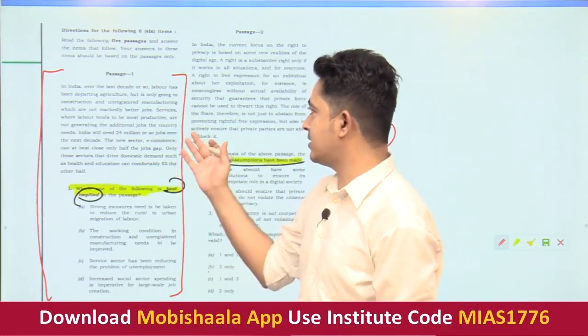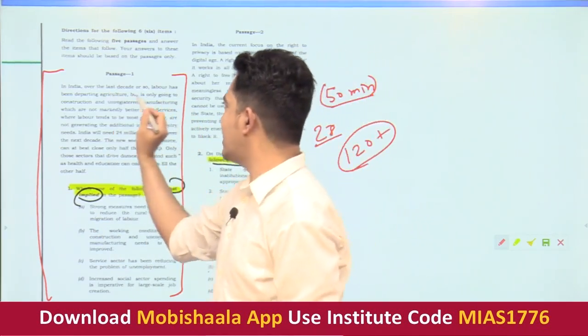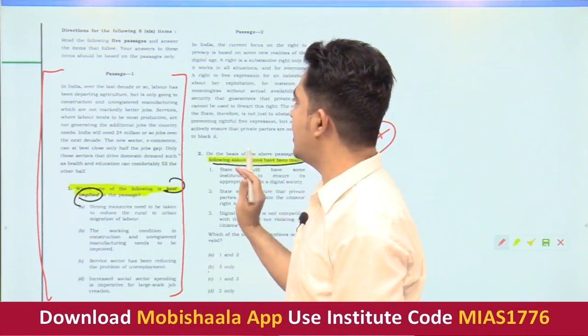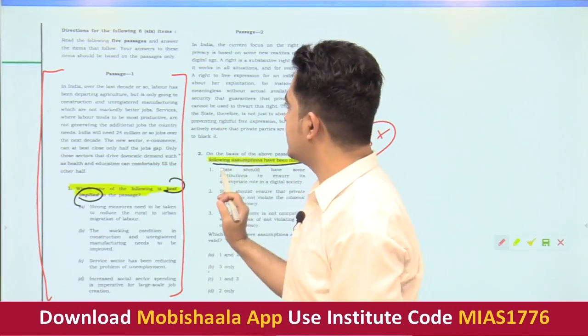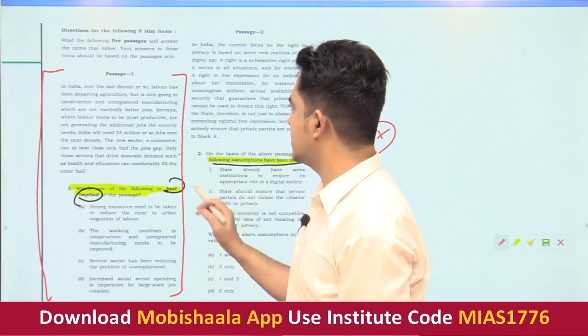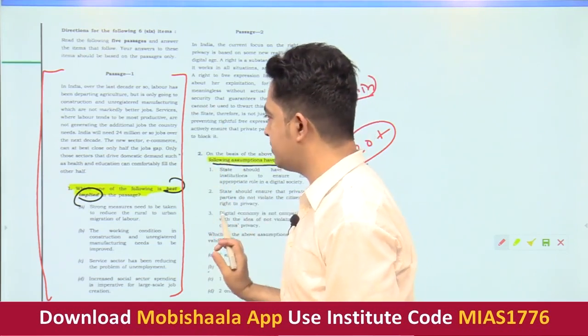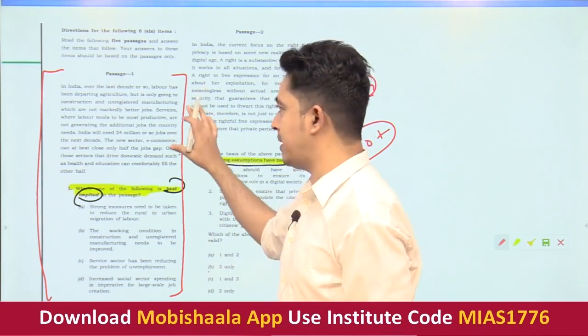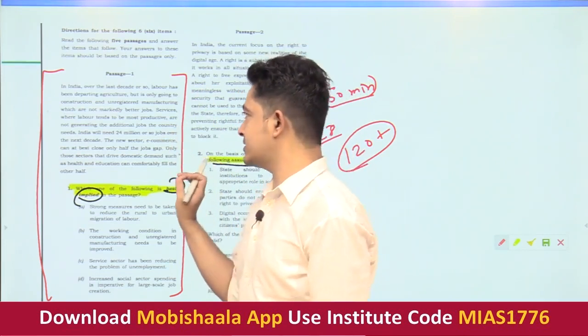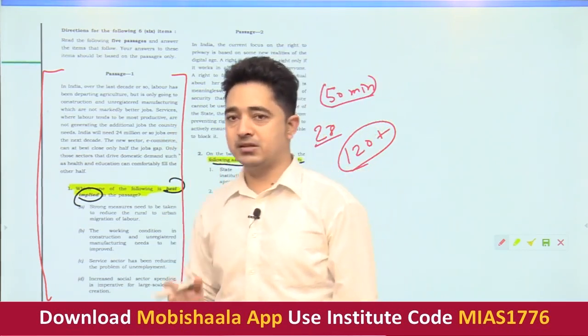For example, if there is a passage saying that in India, over the last decade or so, labor has been moving out of agriculture and going into construction, whatever the passage is talking about, you have to basically understand what exactly the passage is talking about. I will tell you very shortly what exactly you need to do to solve the passage.